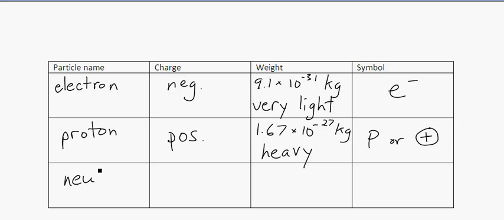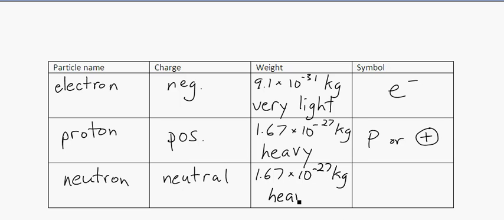The neutron, as you can tell from the name, is neutral, and it also has a mass the same as the proton, and so it's also heavy. The symbol for that is a small n.